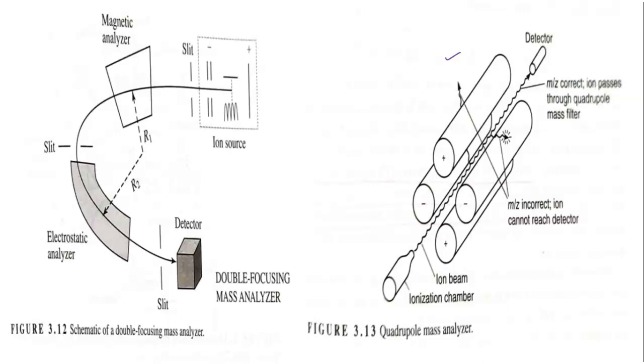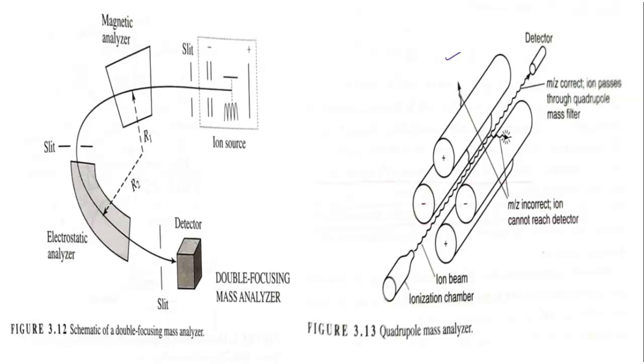Next, you apply a DC voltage, that is a direct current voltage, and radio frequency on the rods, so it will generate an electrostatic field in between these rods. So in the region between the rods, an electrostatic field is generated via your DC voltage and RF, that is radio frequency.